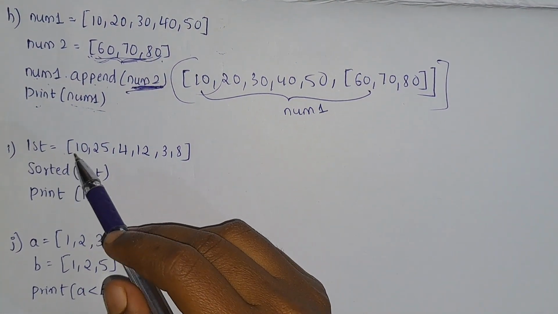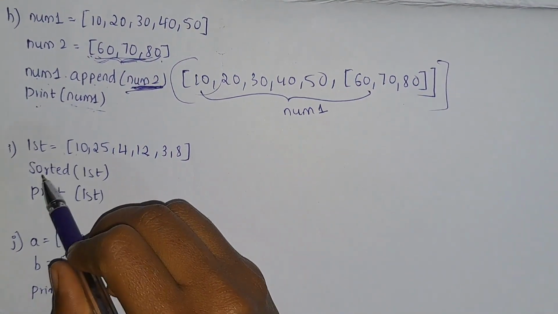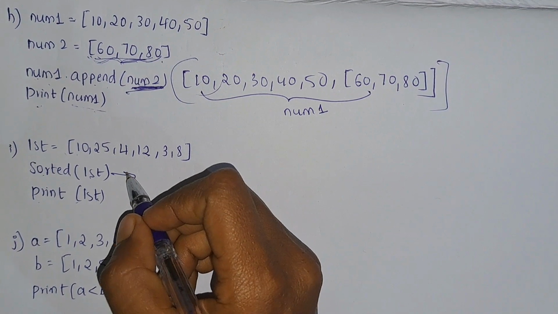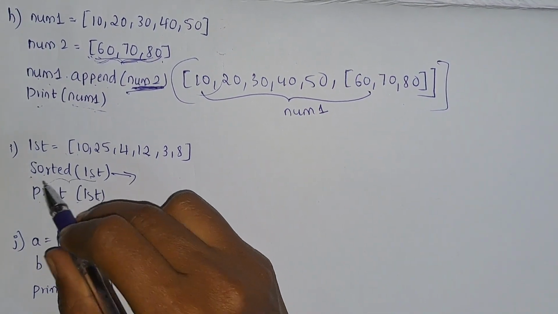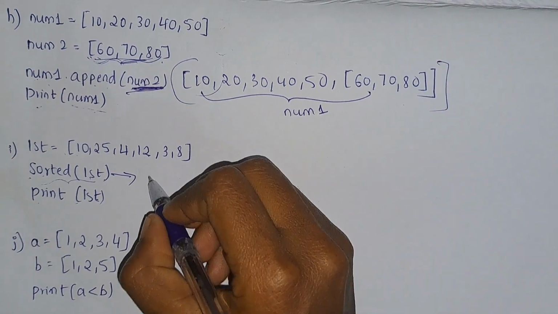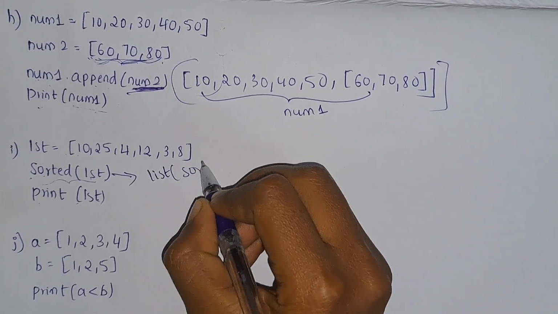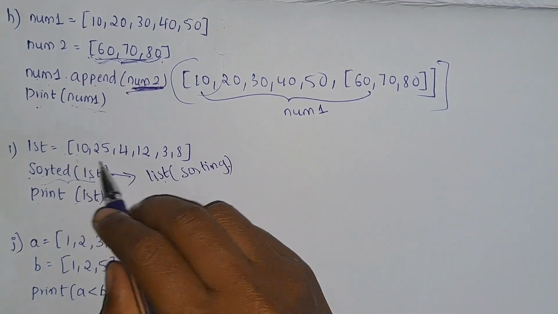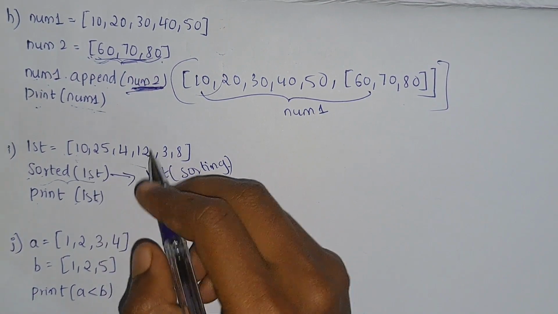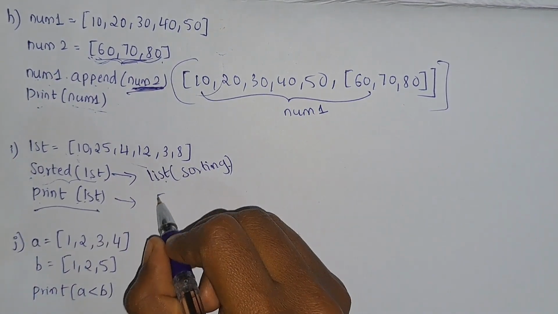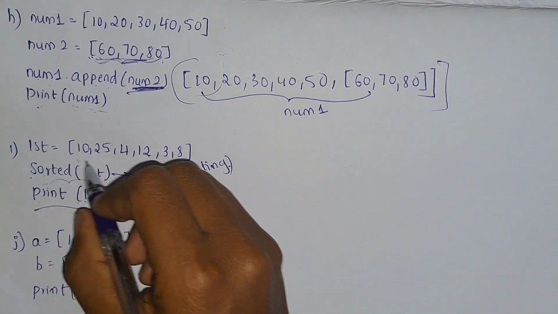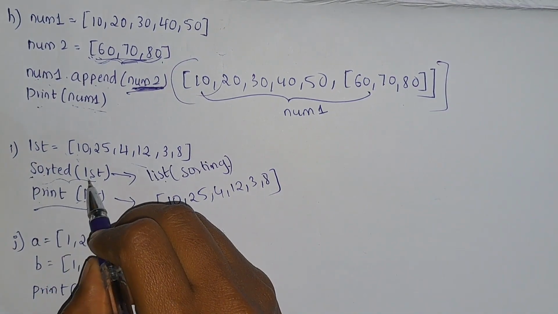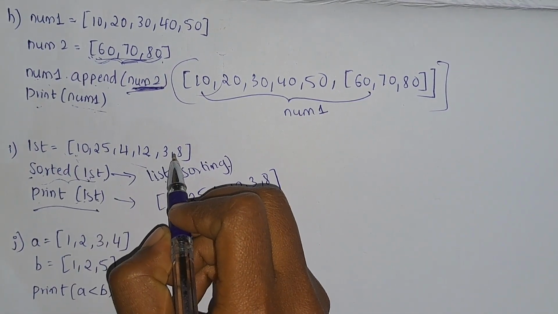So here we are considering a list with the specified items and sorted of list. Now we are printing the list. If you sort this list, what will happen? The sorted function will only return the list by sorting, but it will not modify the list by sorting all the elements. So now if you print this list here, you will get the same as the original list, because the sorted function will not modify the elements of this list.